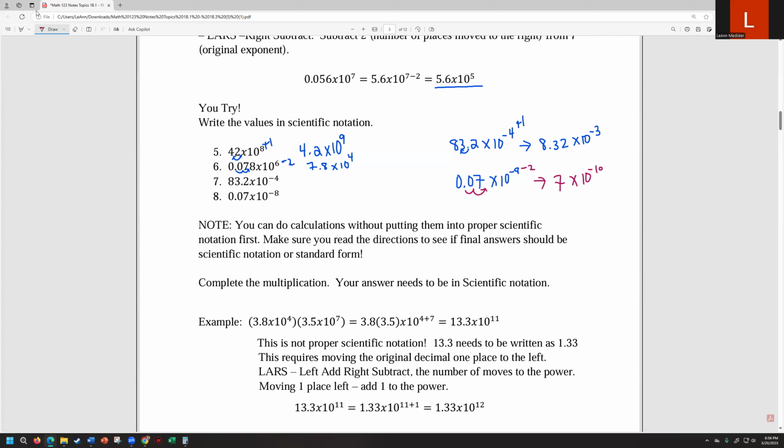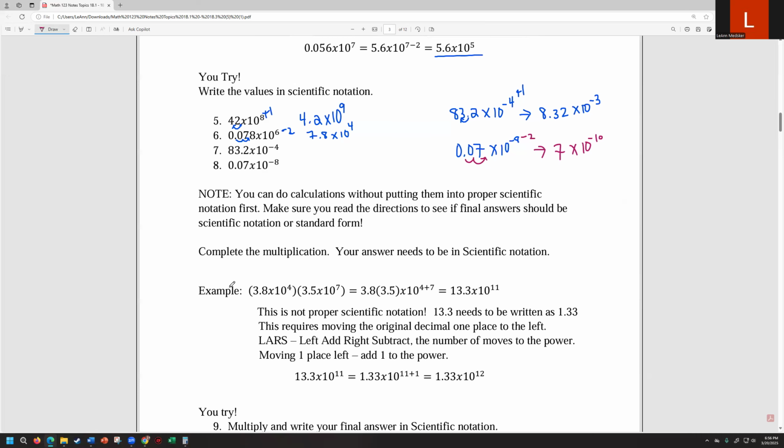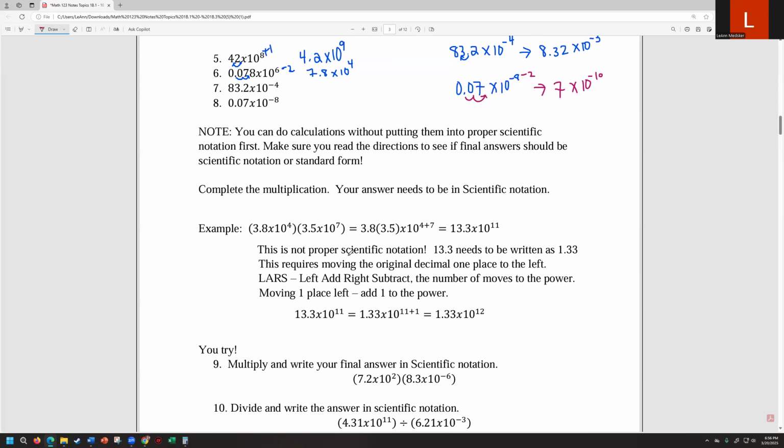Okay. So let's look at how this applies to what we were doing earlier. If we were multiplying our scientific notation numbers together and we get an answer that's not proper, we need to fix it before we circle or type in our final answer. So notice I have one worked out. It's 3.8 times 10 to the 4th times 3.5 times 10 to the 7th. I multiplied the two number parts together. And since we're multiplying all of this, we're going to add those exponents on the base 10. So I end up getting 13.3 times 10 to the 11th.